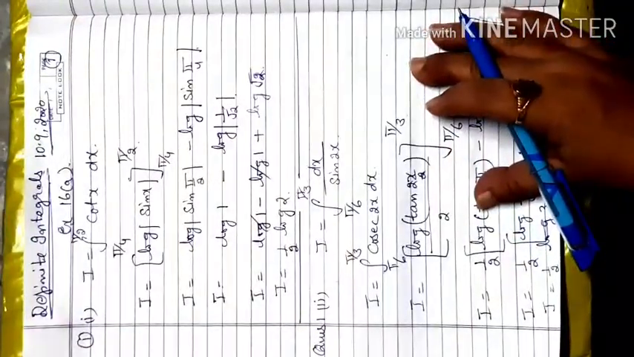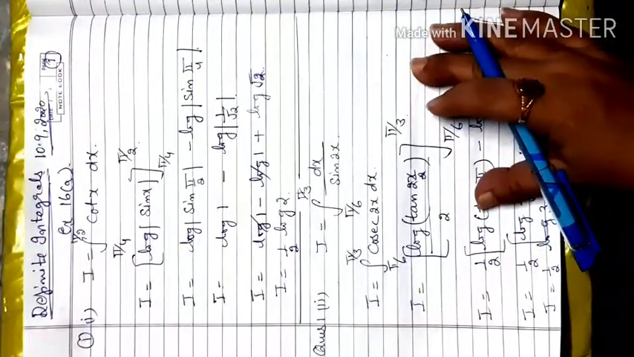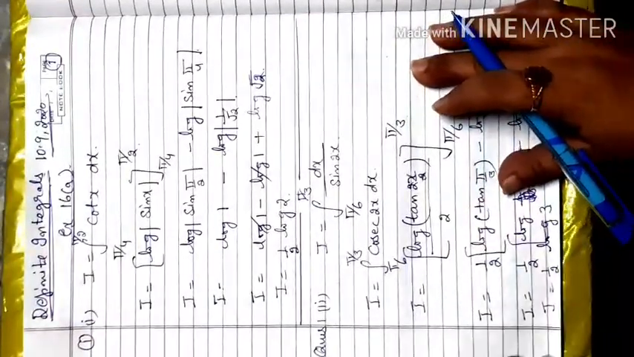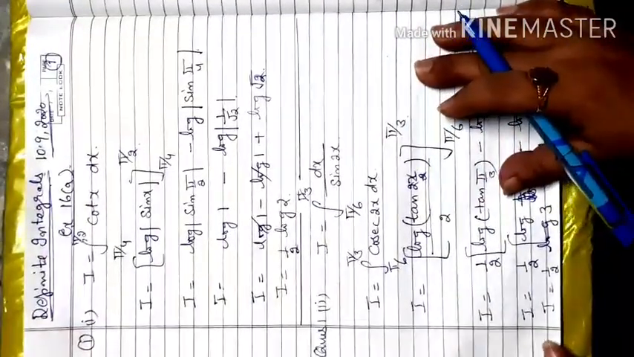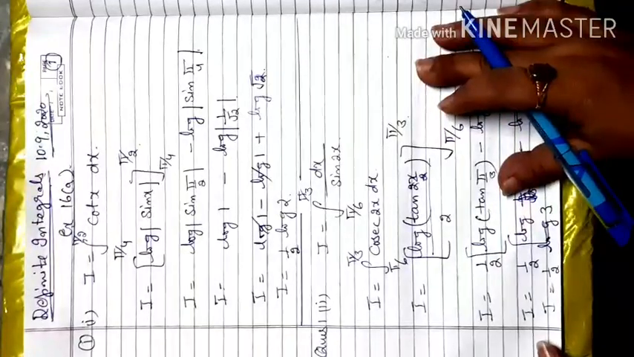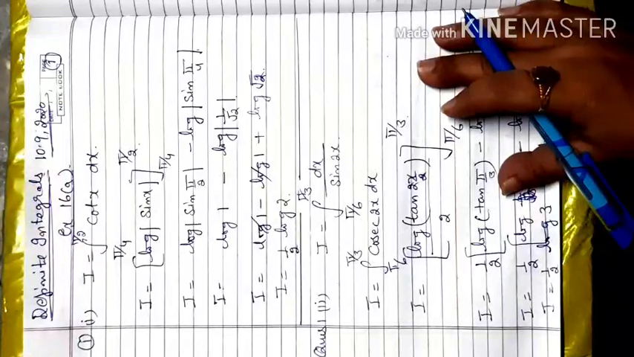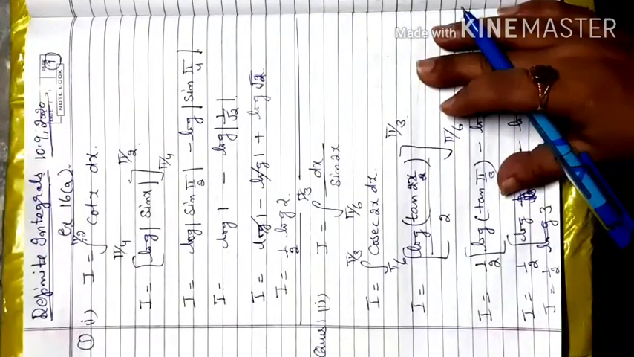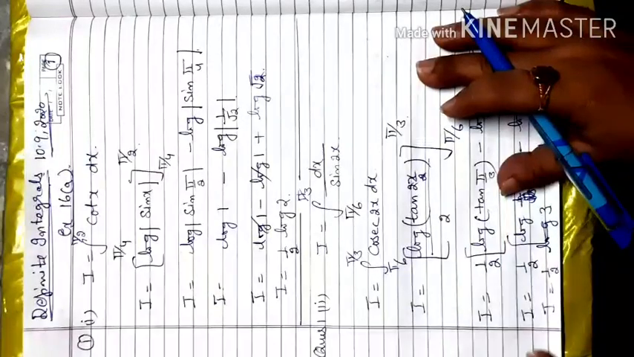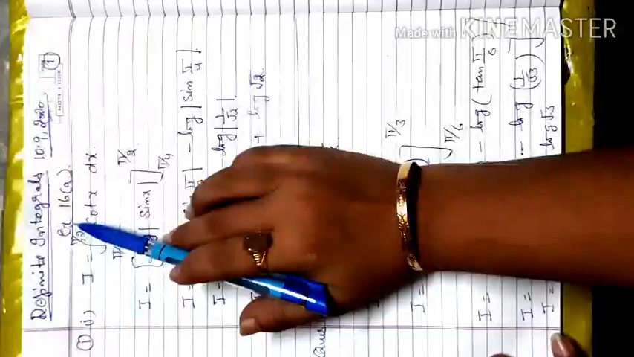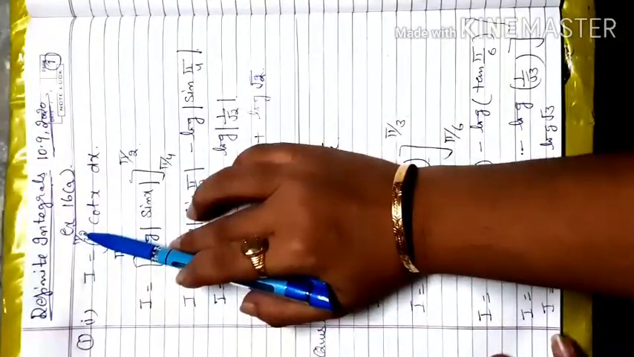So this question is a repeat of your integration. The only difference is that you have to apply the limits. I have to go quickly with that because we have already done the same type of question. The only addition is the limits, the lower limit and the upper limit. One thing to remember: the lower limit is always less than the upper limit. So downward will be the lower limit and upward will be the upper limit.